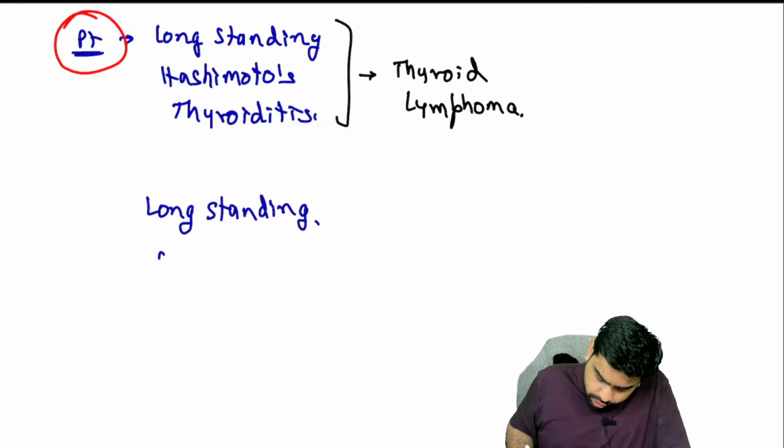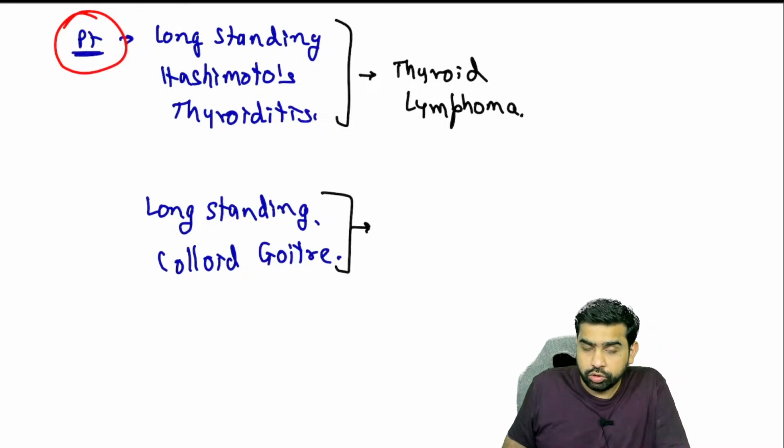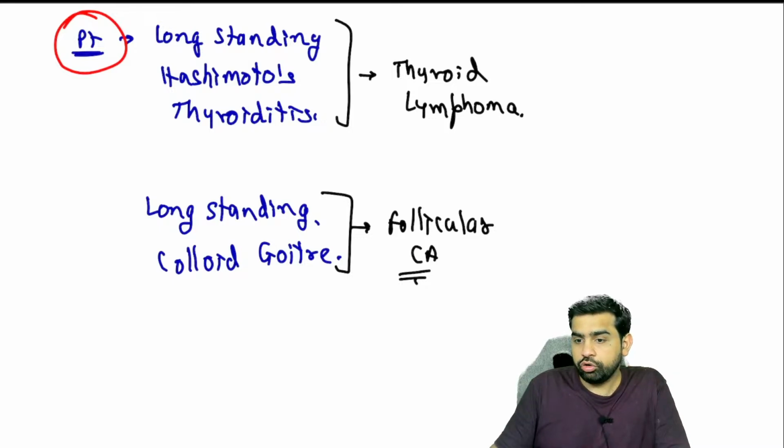If they give you a patient who is having long-standing colloid goiter, this is a risk factor for what? So long-standing colloid goiter is a risk factor for follicular carcinoma. Okay, follicular carcinoma of the thyroid. Long-standing colloid goiter is a risk factor for follicular carcinoma of thyroid. Okay, so thyroid malignancies is again a very, very important topic for you guys. I hope you have understood this point. Now let's move on to the next question.